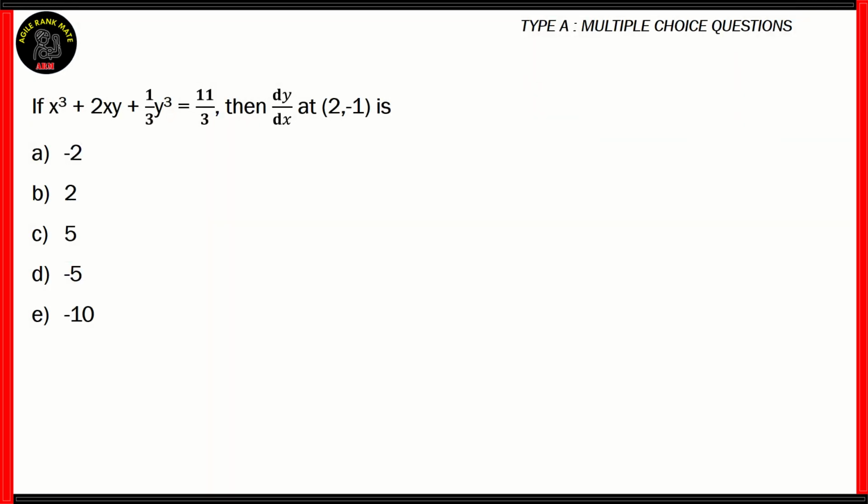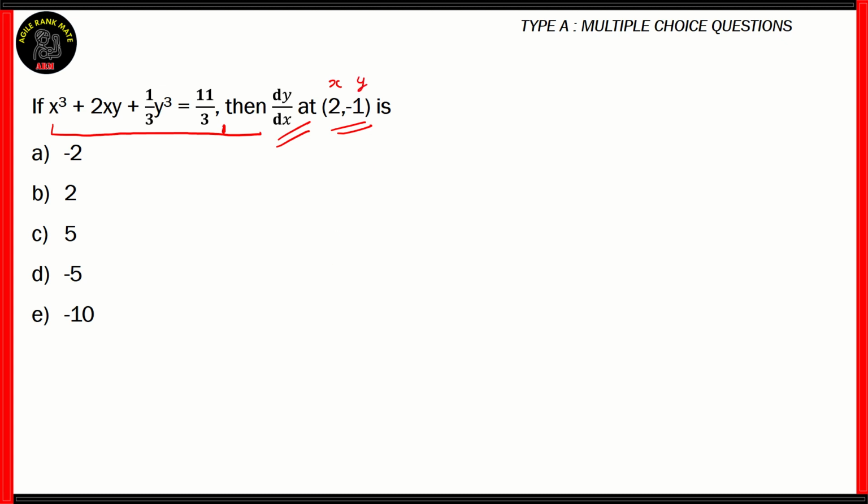Now let's look at another question. If x cubed plus 2xy plus 1 by 3 y cubed is equal to 11 by 3, we need to find dy by dx at a specific point that is also given to us, 2 comma minus 1. The value would be minus 2, 2, 5, minus 5, or minus 10. Those are the options given to us. So again, we're using coordinate points here. The abscissa is the x value, so that's 2. The ordinate is the y value, which is minus 1 here.